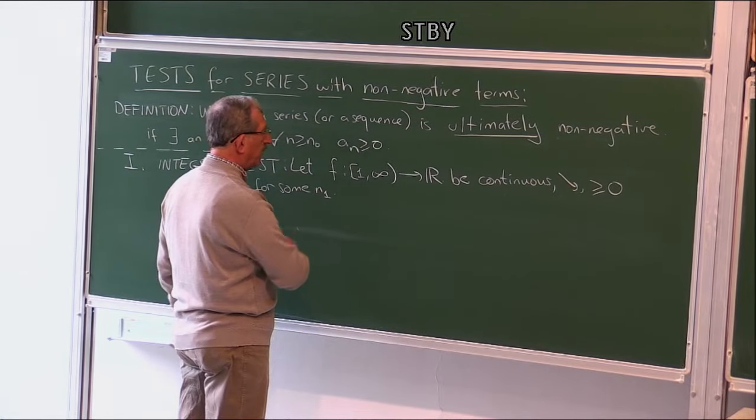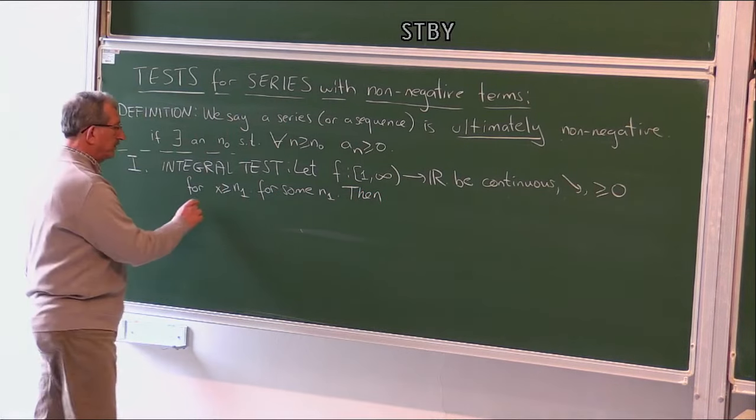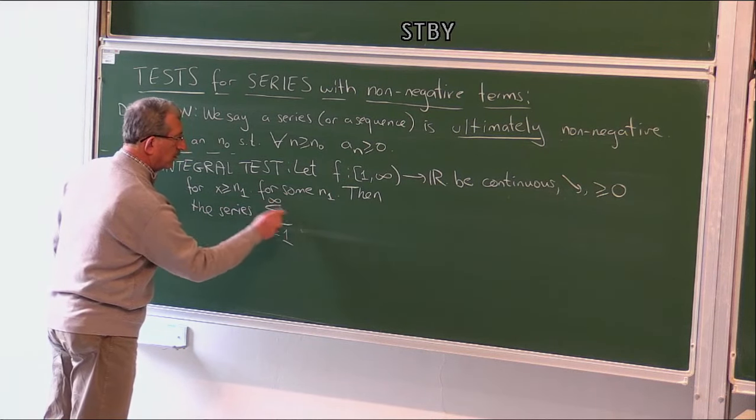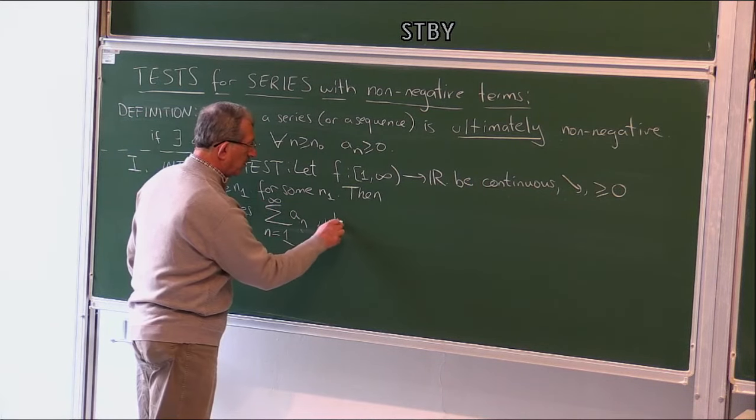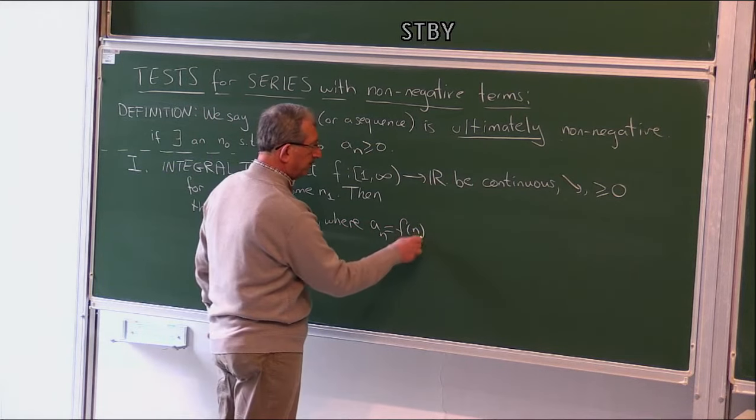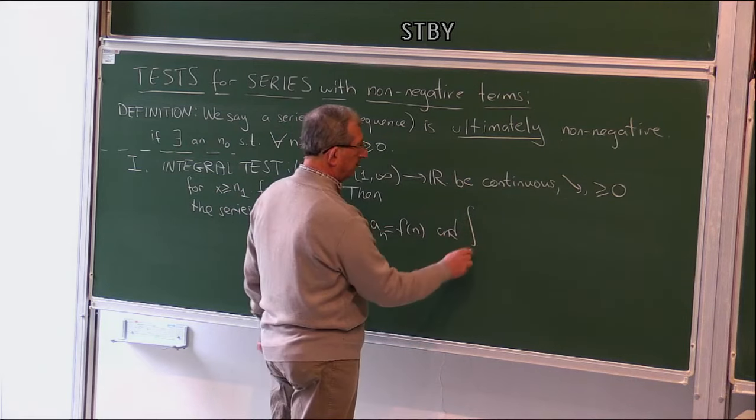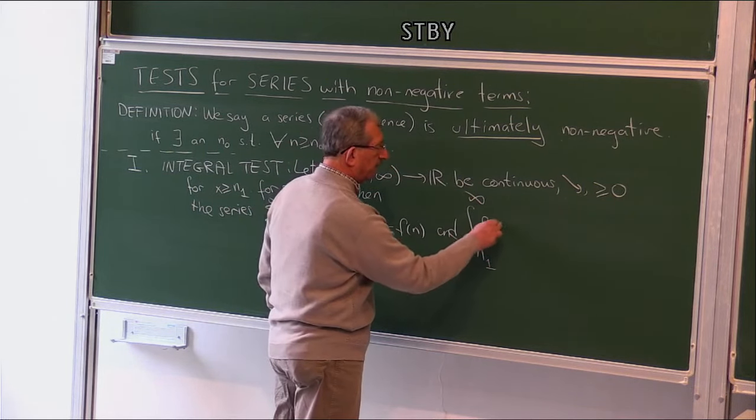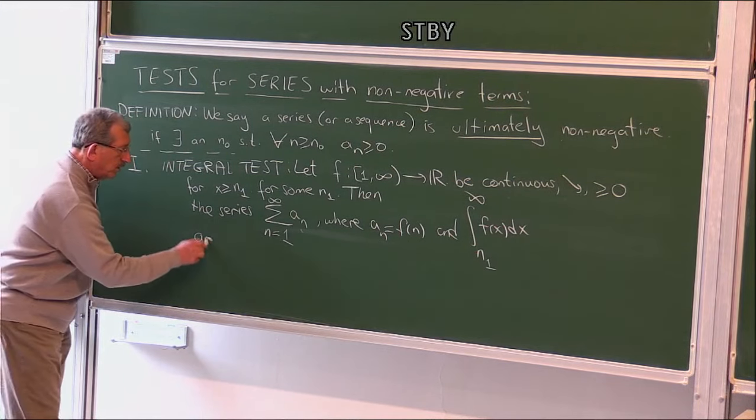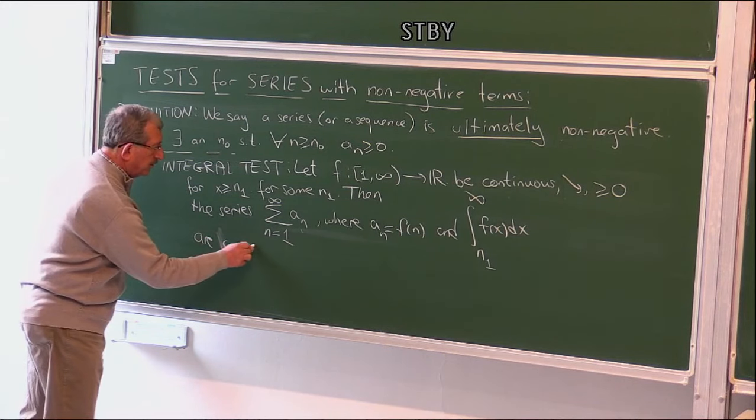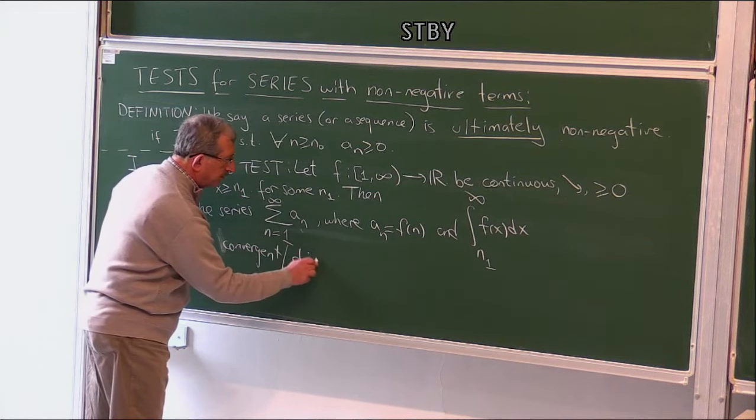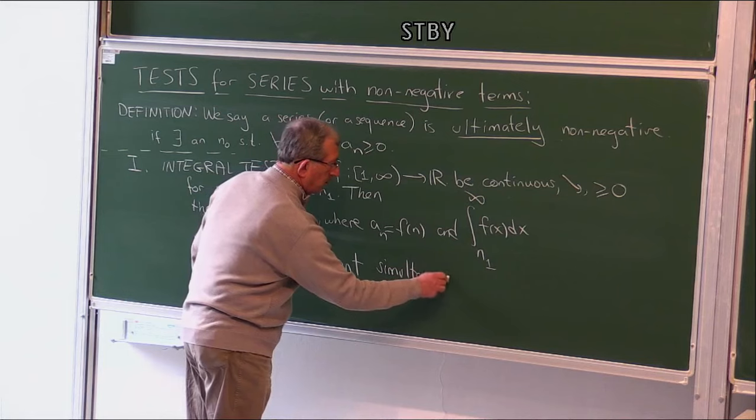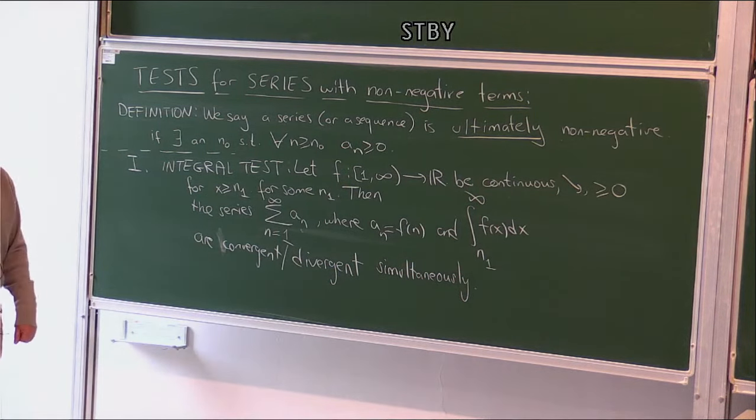Then we have the following conclusion. Then the series, where an is actually f of n, and the improper integral, because it's continuous after n1, let me put n1 here, from n1 to infinity of f of x dx, are both convergent or both divergent simultaneously. That means they are both convergent or both divergent.